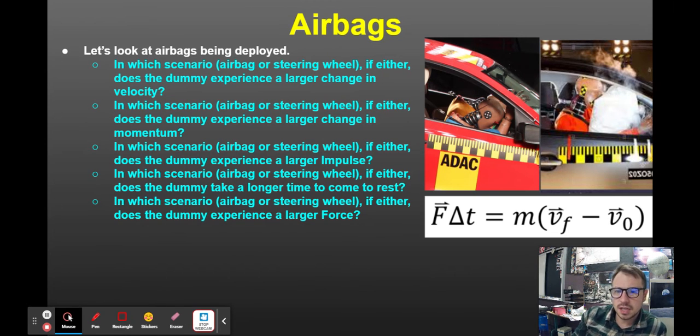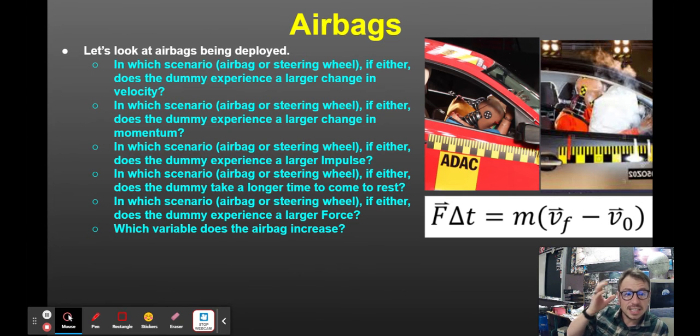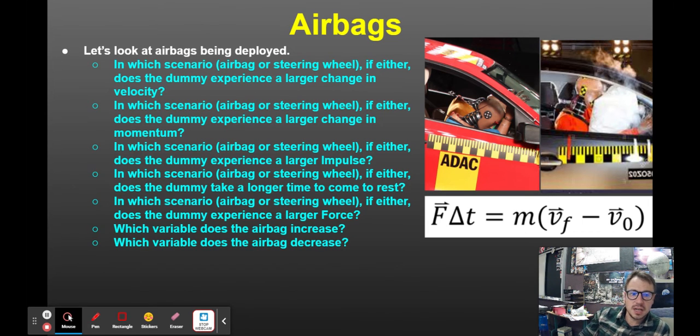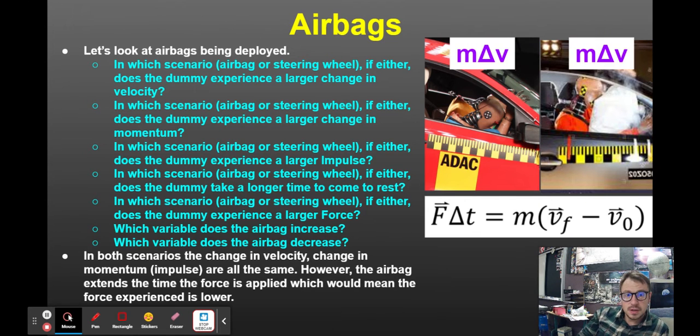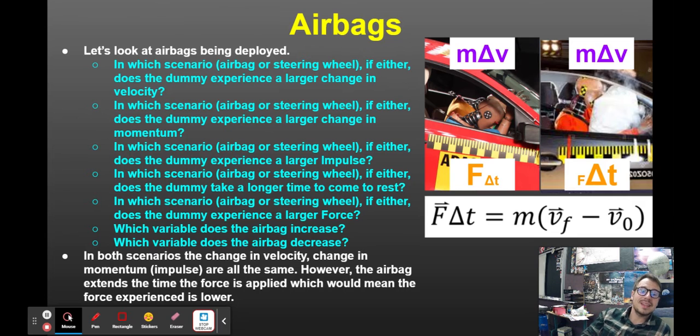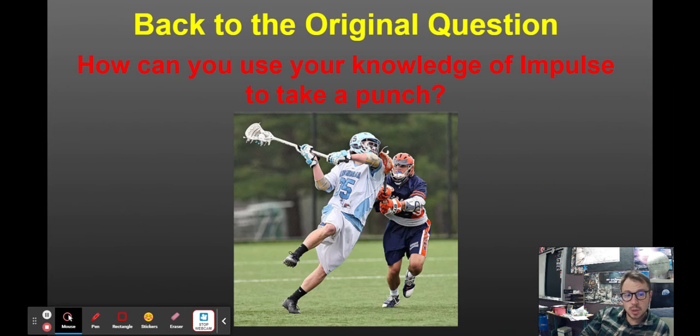Well, in which does the dummy experience a larger force? It's going to be that steering wheel, right? That's why that causes a lot of injuries. So the variable that the airbag increases is going to be the time interval that the force is experienced. Which variable does the airbag decrease? It's going to decrease the force that's experienced. So same mass, same change of velocity, same end result. However, hitting that steering wheel is going to be a large force, small period of time. But what that airbag does is it spreads that force out over a long period of time.